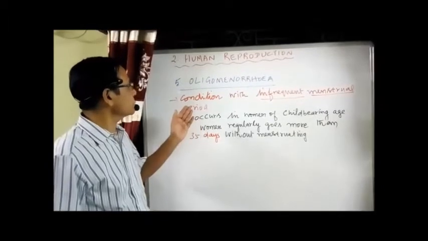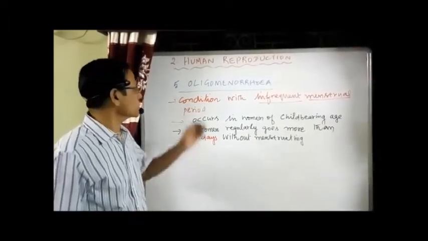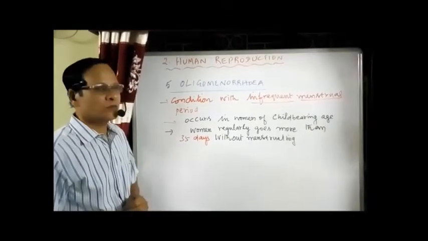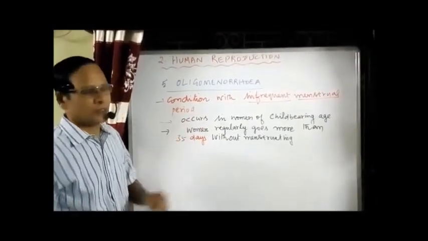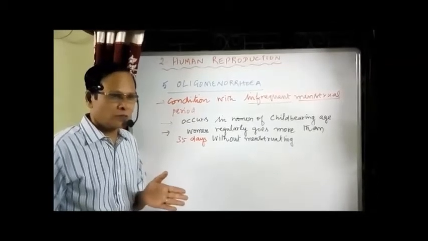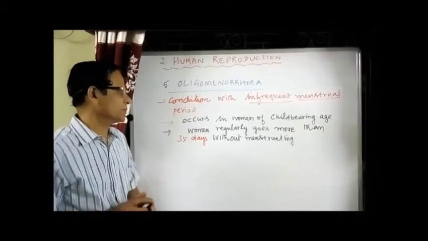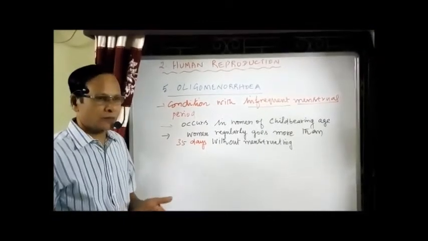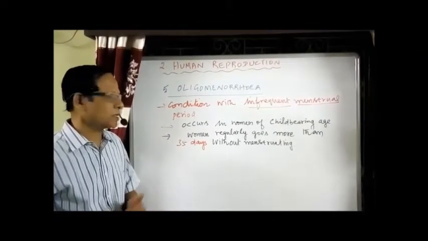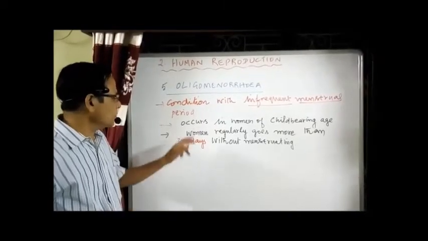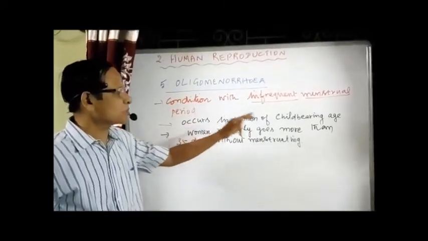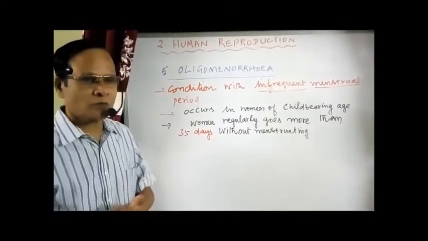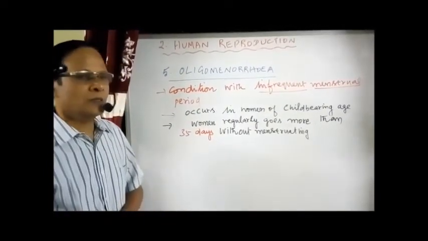Now the last type of menstrual disorder is oligomenorrhea. So it is a condition with infrequent menstrual period. The frequency is not regular, it's not recurrent. It may occur sometimes, it may not occur sometimes. It normally occurs in women of childbearing age, just below 40, we can say.